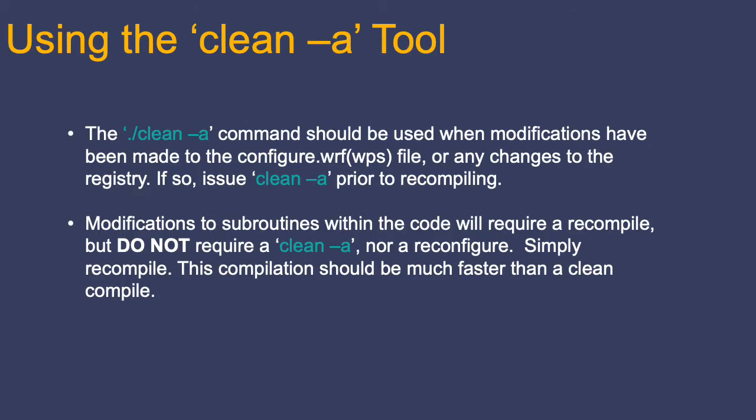So I mentioned the clean -a utility on the previous slide. This is just a script that is in your top level WRF directory that cleans up the code. If you are ever recompiling the code after editing the configuration or after making any modifications to the registry file, you'll need to issue a clean -a. If you are only modifying subroutines within the code, for example, in a physics routine, you do not have to clean the code or reconfigure. You will simply recompile the code and it will be much faster than a full compile.